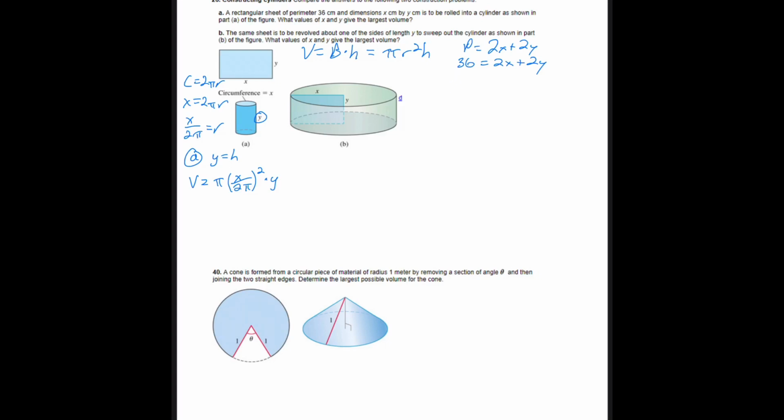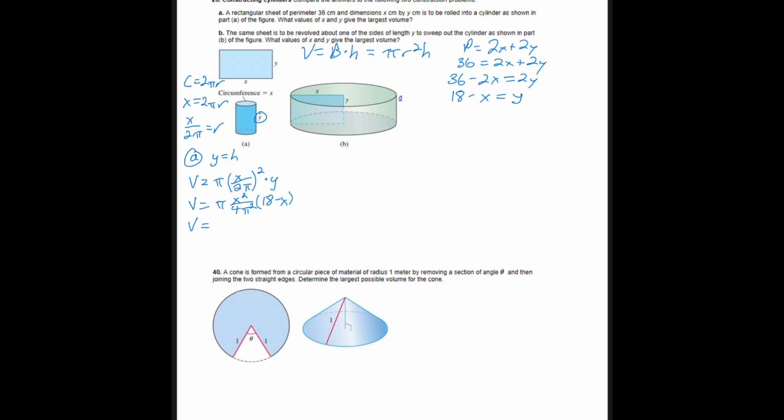And so if we plug in 36, we can solve for y so that we can substitute it in the function. So if I subtract 2x, 36 minus 2x equals 2y, and then divide by 2. So 18 minus x equals y. And so now we can substitute that in for y. So we get volume equals pi, I'm going to multiply this out, x squared over 4 pi times 18 minus x. Sorry, there should be a pi squared there.